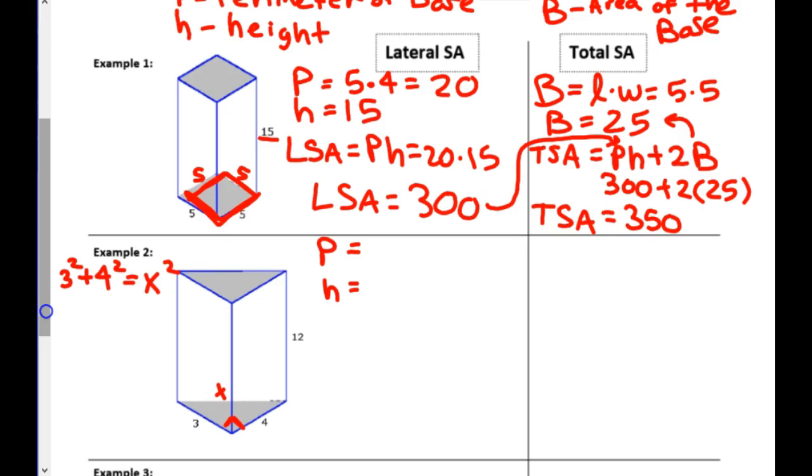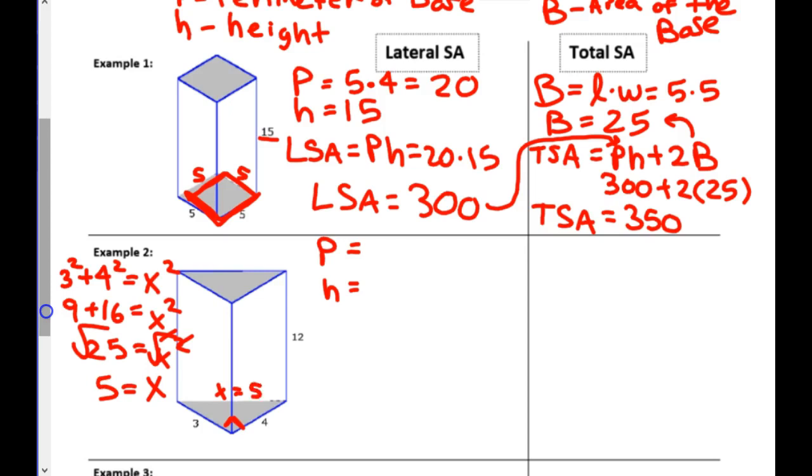3 times 3 is 9. 4 times 4 is 16. We are multiplying. And then 9 plus 16? 25 equals x squared. What's my last step to get rid of that squared? No, not divide. Square root. All right, so square root of 25 gives me 5. So this side length over here is 5.